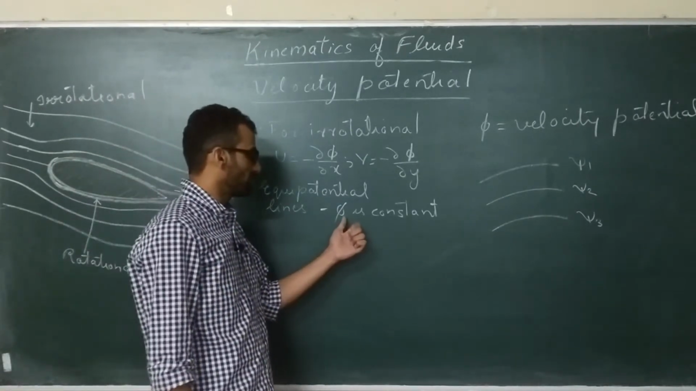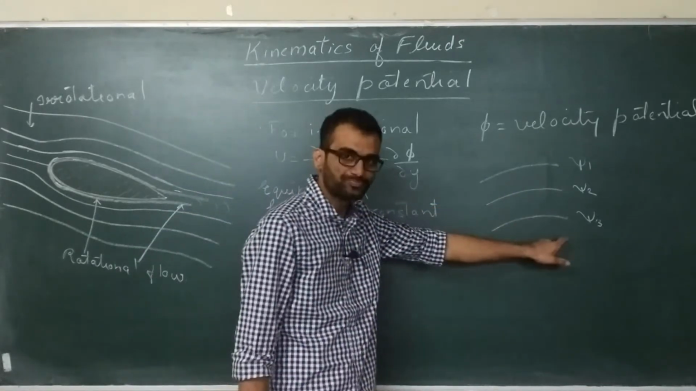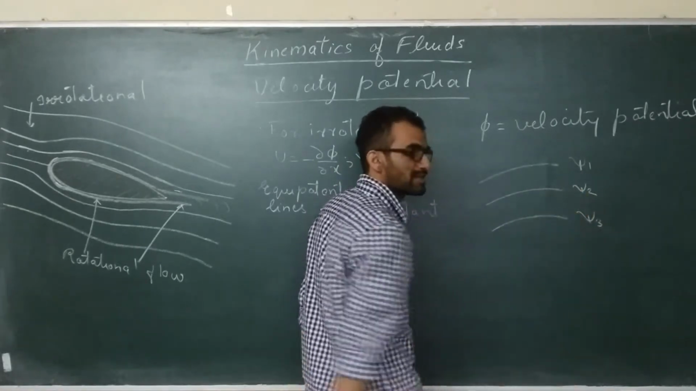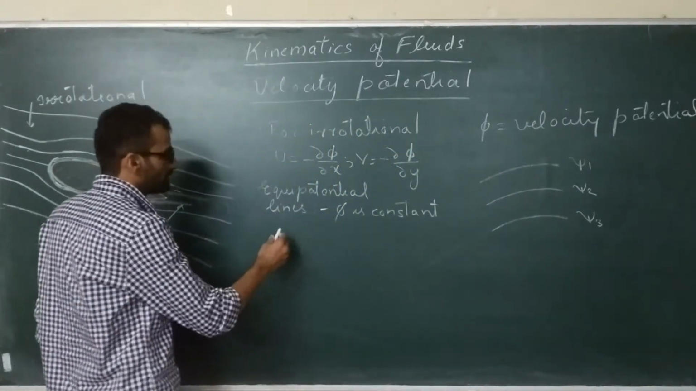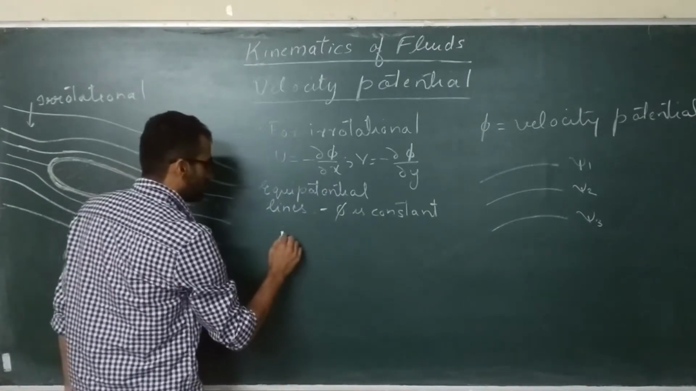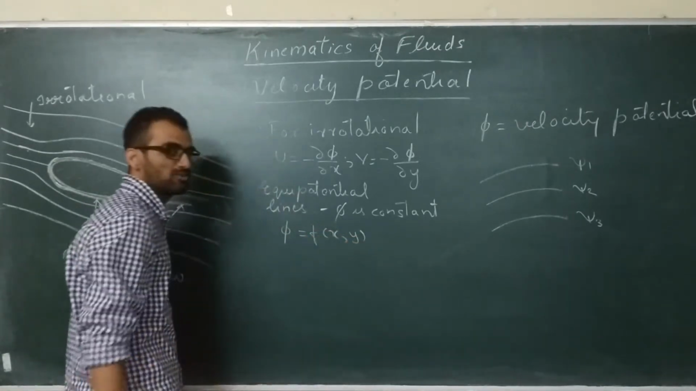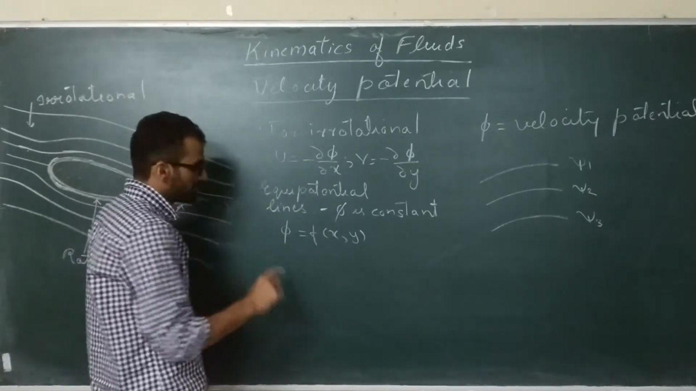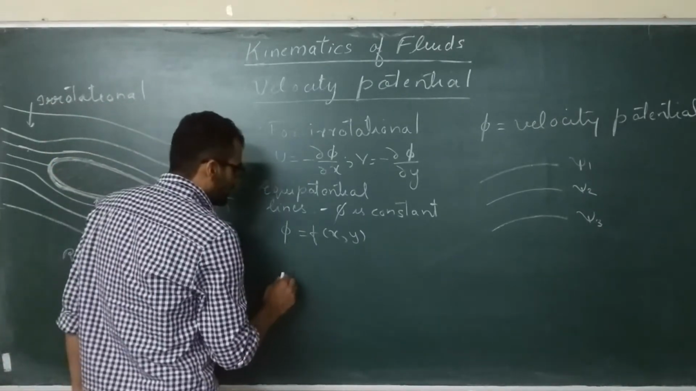Now we will try to find out what the property of these equipotential lines is. Streamlines we know. We also know that the difference of stream function values will give you the volume flow rate between the two streamlines. This we have seen earlier. Now we will also derive some understanding for these equipotential lines. Let's say phi is a function of x and y, if we consider two dimensional irrotational flow. But always remember that phi can only be defined for an irrotational flow. For rotational flow, phi does not exist.